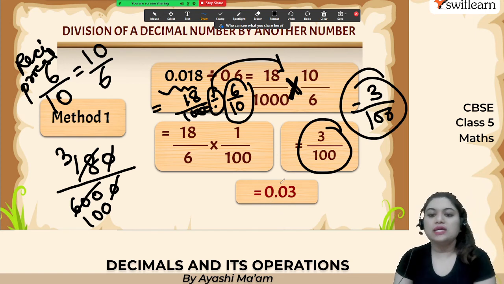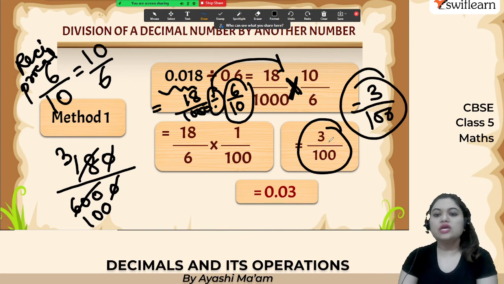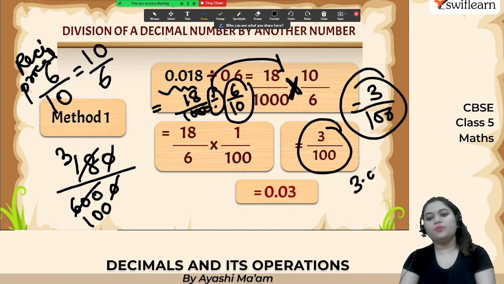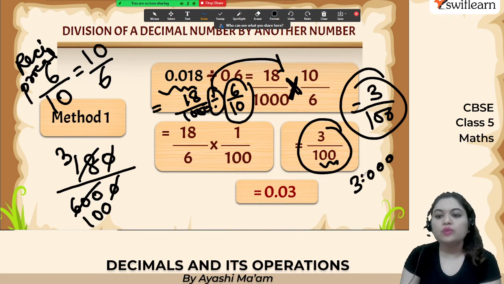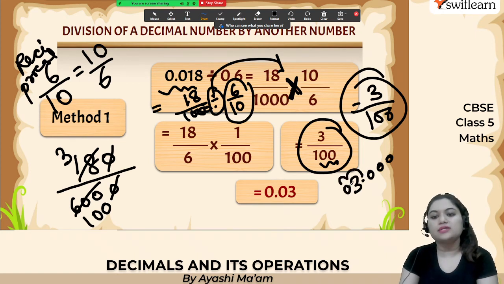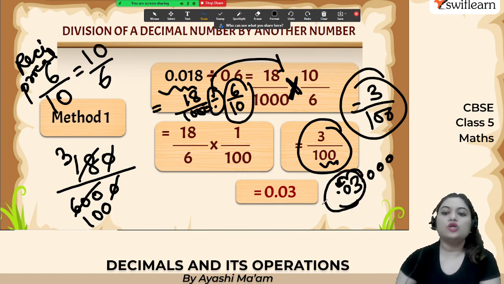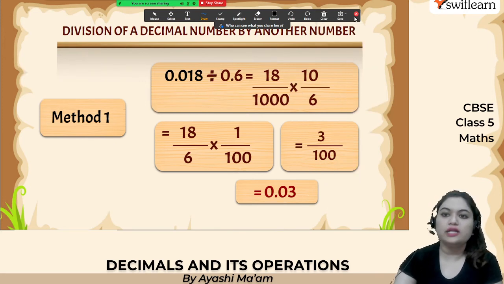Here you can apply that. 3 means 3.000, right? And in 100 there are 2 zeros. So you can move the decimal point to the left 2 places. So it is coming 1, 2, and here you have your decimal. So you are getting the answer as 0.03. Got it? This is another way of doing the division.